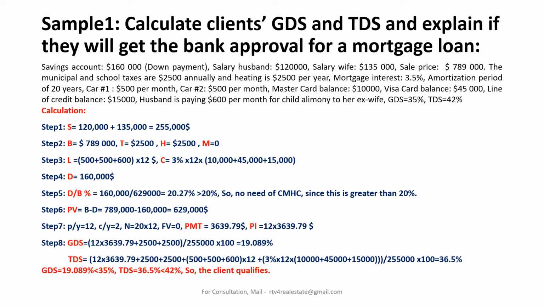Step 2, B equals $789,000, D equals $2,500, H equals $2,500, M equals 0. Step 3, L equals 500 plus 500 plus 600 into $12, C equals 3% of 12 into 10,000 plus 45,000 plus 15,000. Step 4, D equals $160,000.